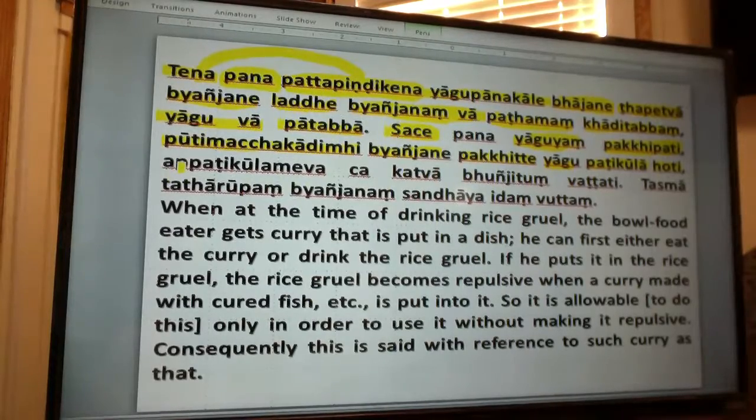Yeah. So different, not putting it together, but putting it not into the rice gruel and then making it separately and then eating. What did he say? Okay, allowable.